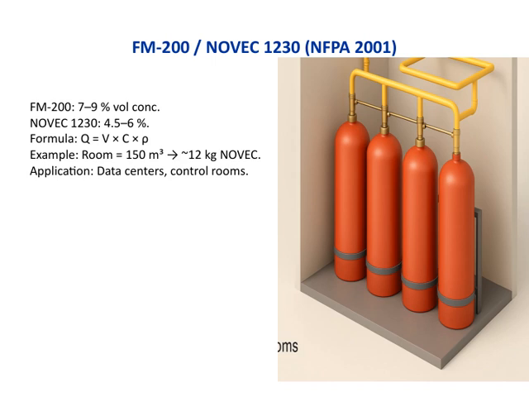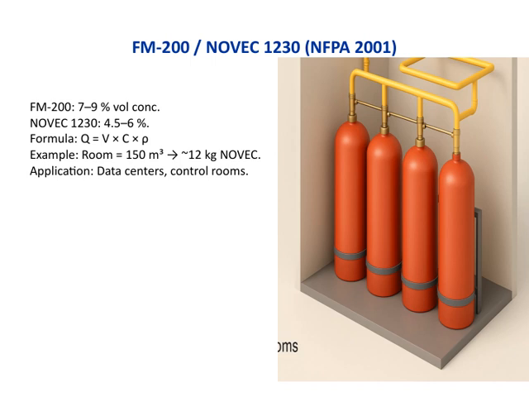Now, let's take a closer look at two common clean agent fire suppression options, FM-200 and NOVEC 1230, which are both classified under NFPA 2001 standards. FM-200 typically uses a concentration of about 7 to 9% by volume, while NOVEC 1230 requires a slightly lower concentration, around 4.5 to 6%.